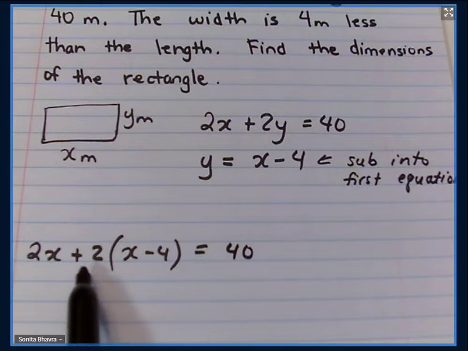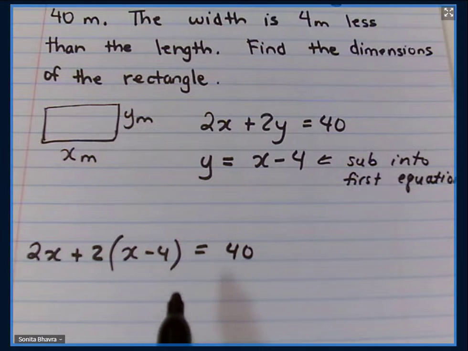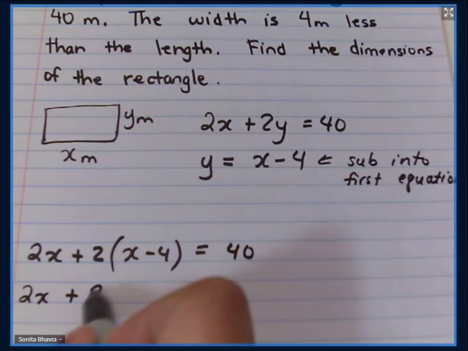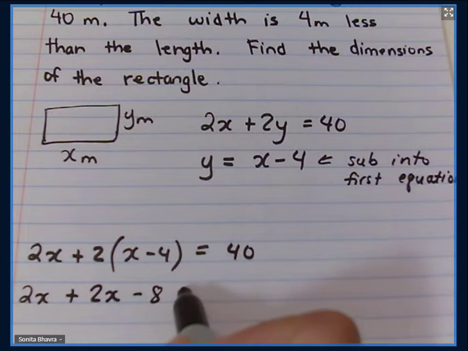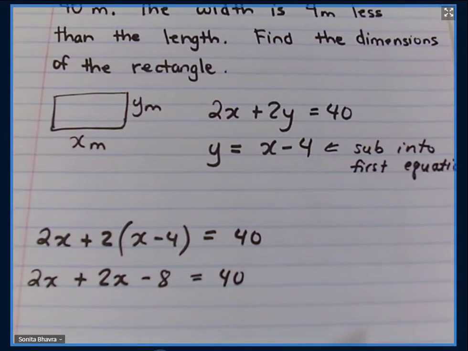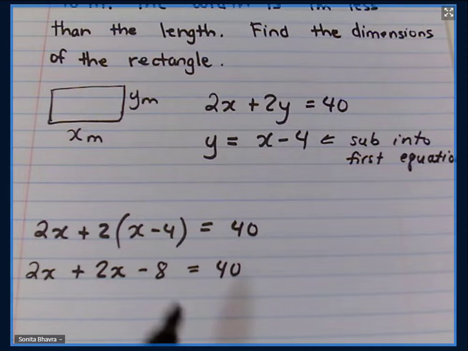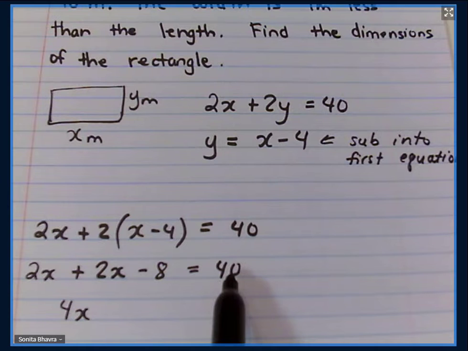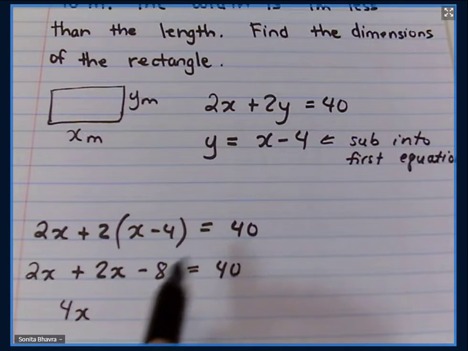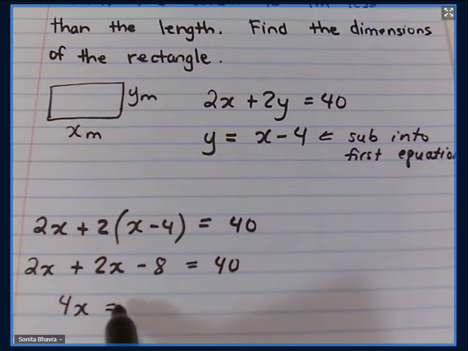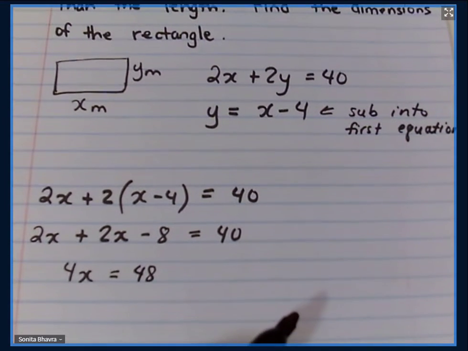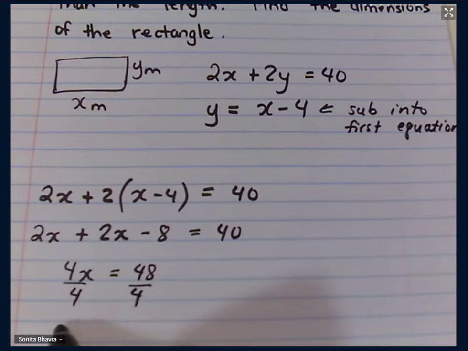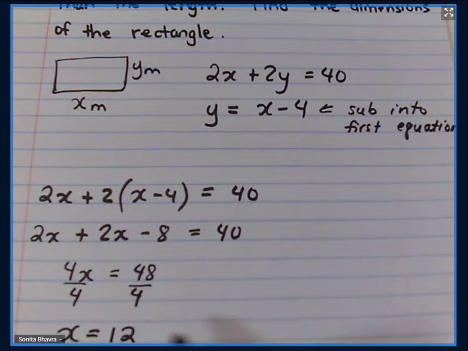All right, so work out this bracket here. Multiply everything in that bracket with 2. So we get 2x plus 2x minus 8 is equal to 40. Collect your like terms, 2x and 2x, that's 4x. I'm going to take that negative 8 over to the other side by adding. So 4x is equal to 40 plus 8, which is 48. Divide by 4 on both sides. And we get x is equal to 12.